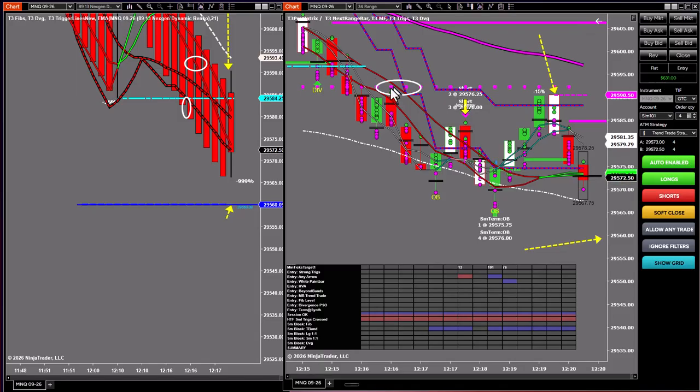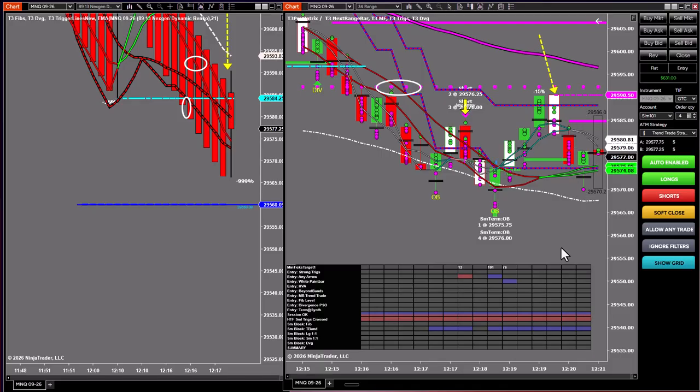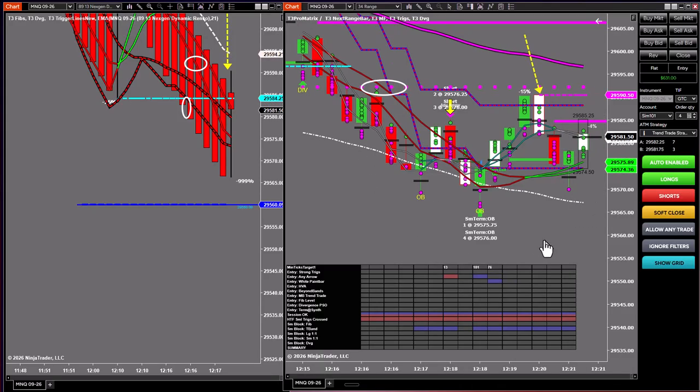Anyway, this is one of my favorite discretionaries. I love this discretionary. Obviously, we're not here for discretionary today, but what we're going to need in order to go short is we're going to.